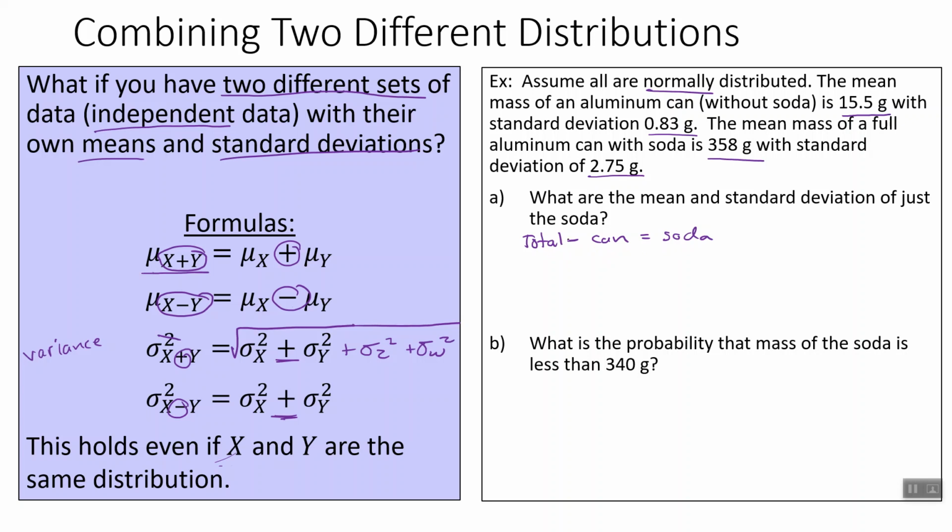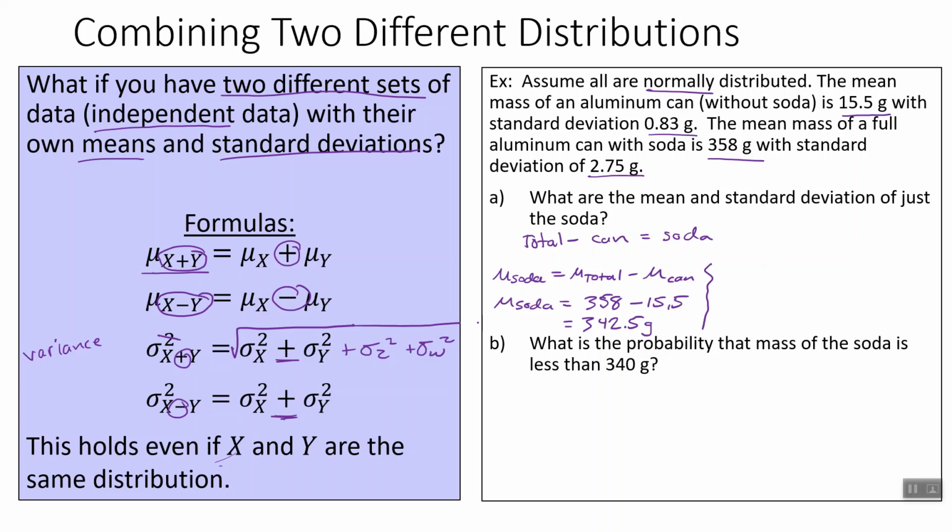It's statistics, not algebra. All right, so for mean, the mean for the soda would equal the mean total minus the mean for the can. The mean total was 358 grams, and they are the same unit, so it's okay, minus the mean of the can, the 15.5 grams. We're just throwing that in our calculator. That'd be 42.5 grams. And there's our new mean.